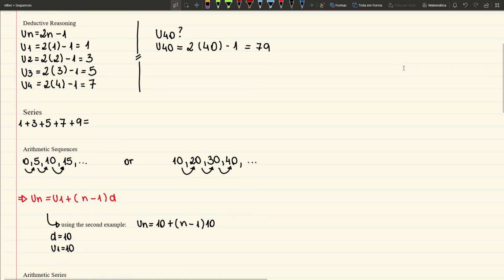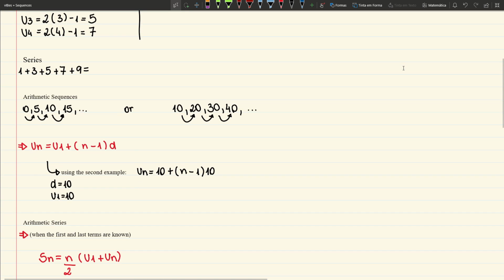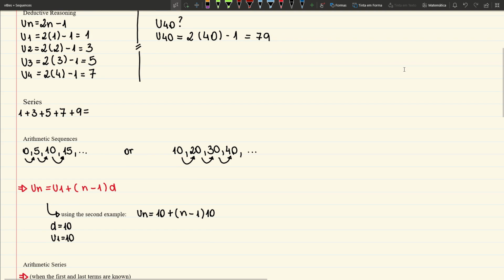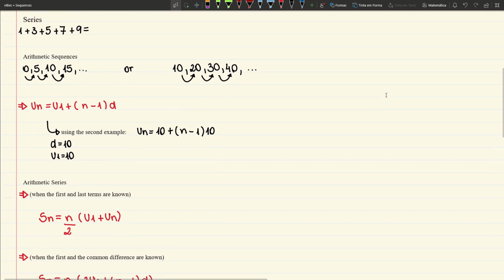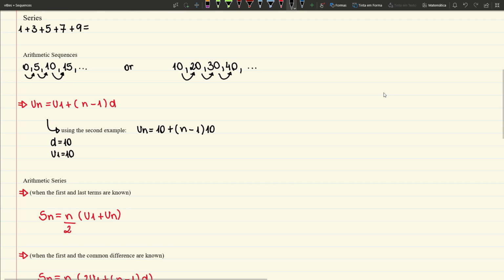Now that we know what sequences are, let's take a look at the series. A series is the sum of the elements of a sequence up to a certain point. So let's use the previous example. So it's 1, 3, 5, 7, 9. So let's add all of this and we get 25.